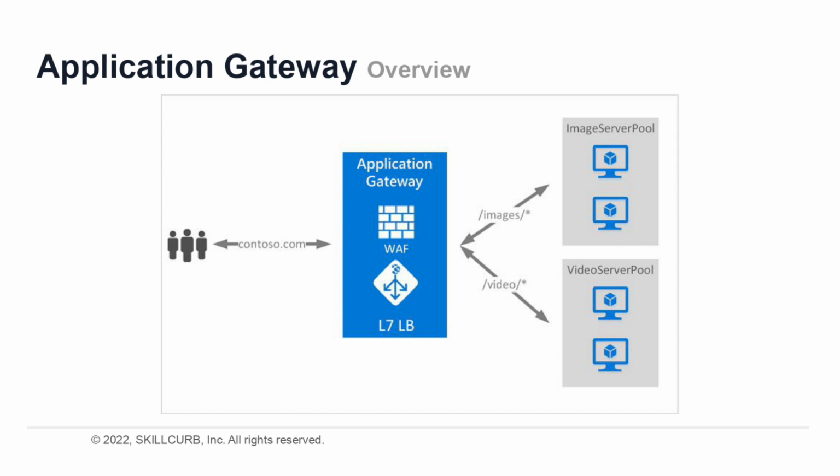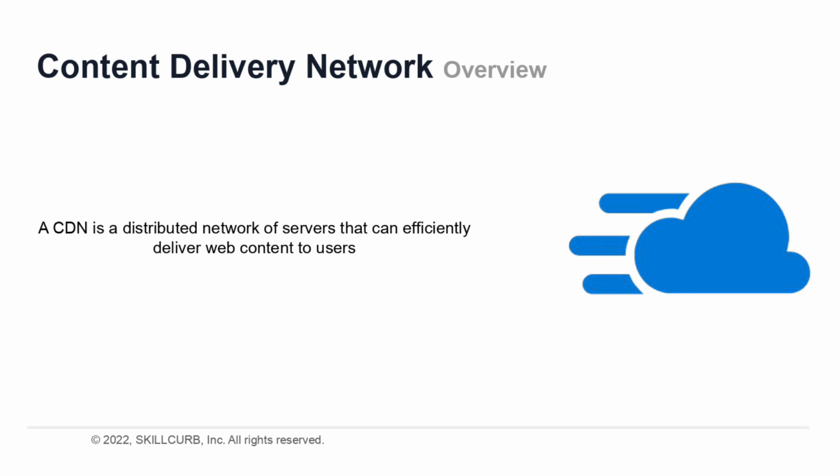A content delivery network, or a CDN as we call it, is a distributed network of servers that can efficiently deliver web content to users. CDNs store cached content on edge servers in point-of-presence, or POP, locations that are close to end users to minimize latency. Azure Content Delivery Network offers developers a global solution for rapidly delivering high-bandwidth content to users by caching their content at strategically placed physical nodes across the world.